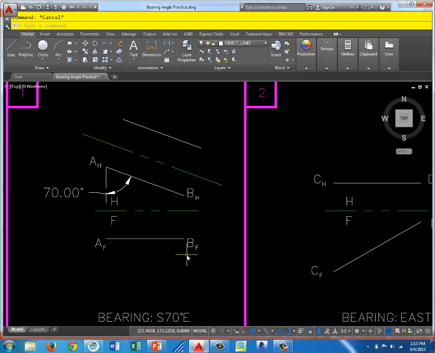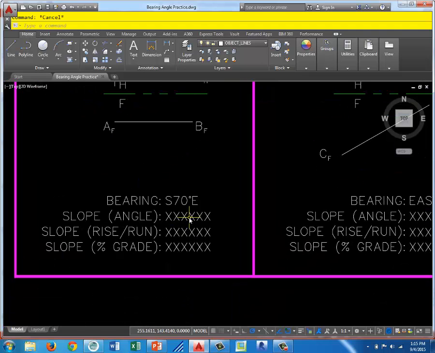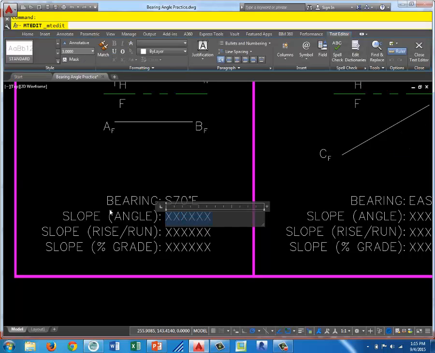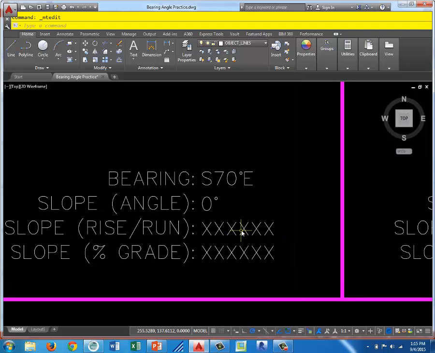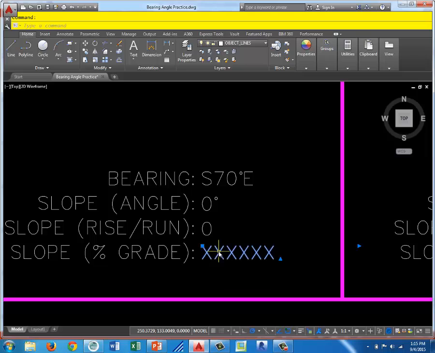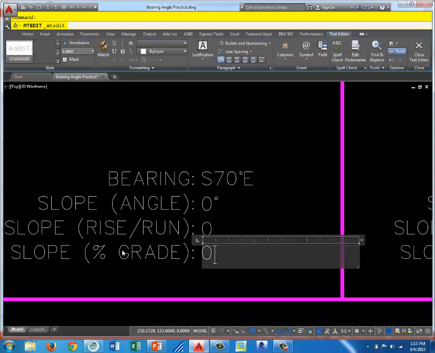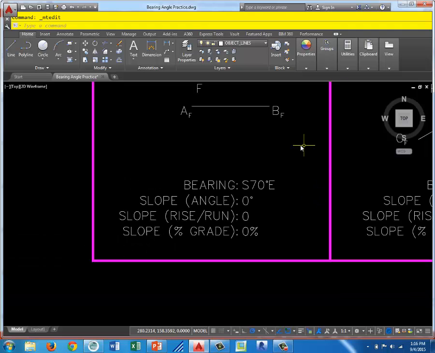But we're doing decimals, so the first one, slope as an angle, no, I guess we're doing angles first, I'm sorry. So slope as an angle is 0 degrees. Remember you can do %%d, or you can go up and hit the symbol. And do make sure you get those degree signs in there. So the slope as a decimal would just be 0. And the slope as a percent would be 0%. Again, make sure you get your signs in there.